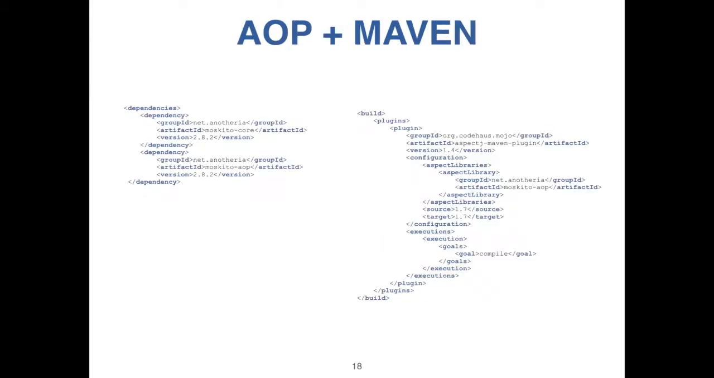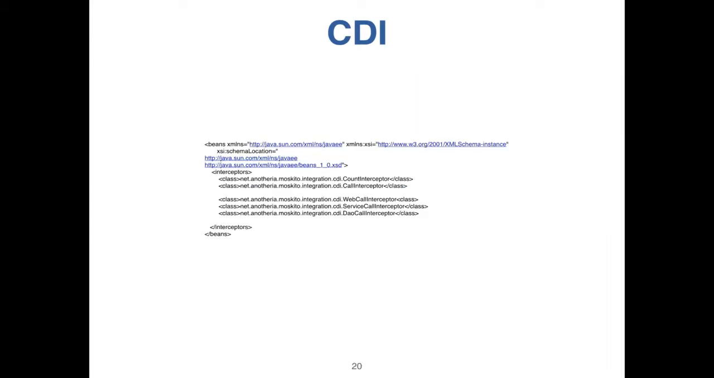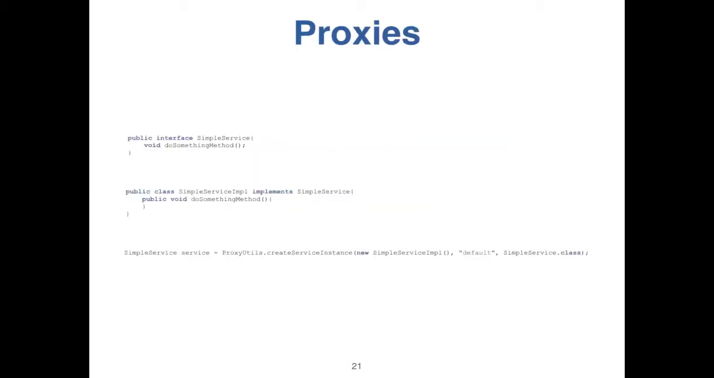And for integration into your project, if you have Maven, I know Mark hates Maven, but most people do use Maven, but it's also possible with Ant. So for Maven, you just have to add the dependencies and add a build plugin, the AspectJ Maven plugin, and it will process your data. For CDI, it's pretty similar, really. Same annotations, just what happens is a little bit different inside. And then you have to add MoSKito interceptors to your context.